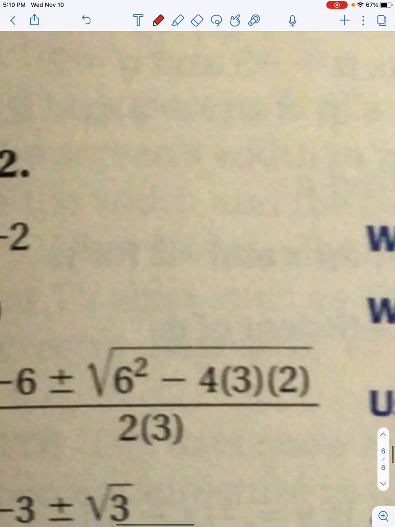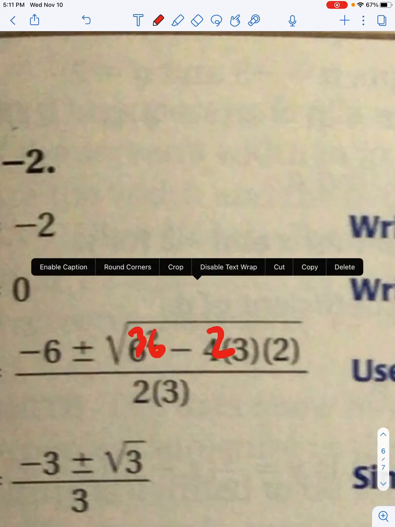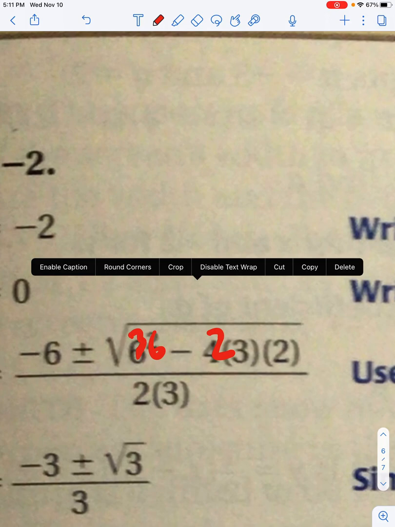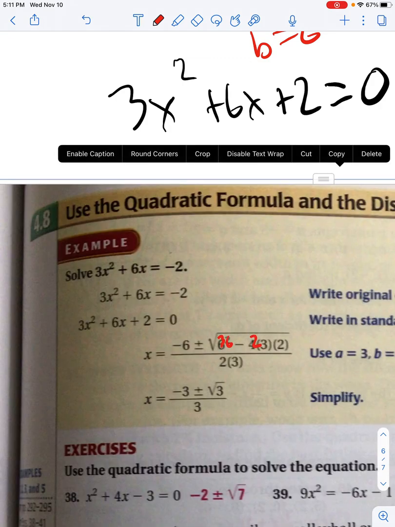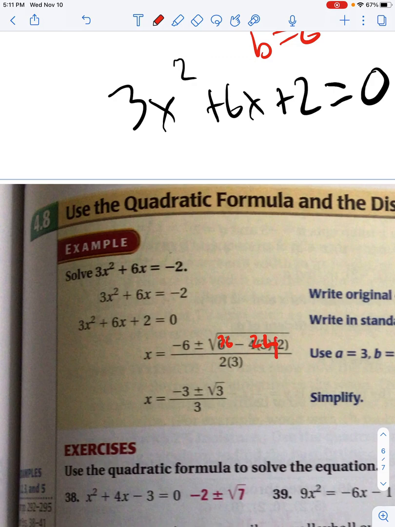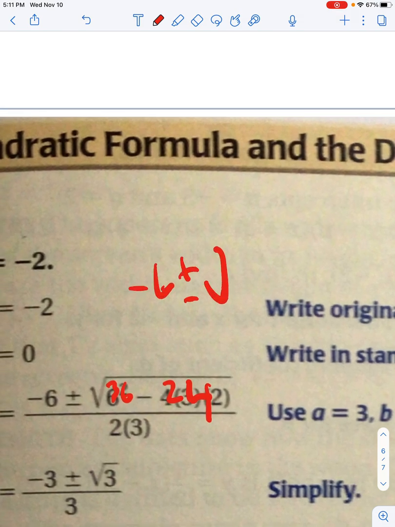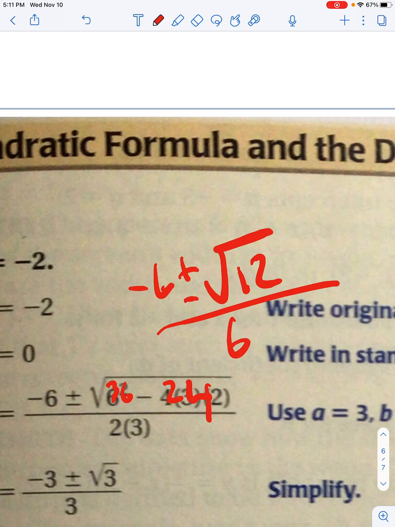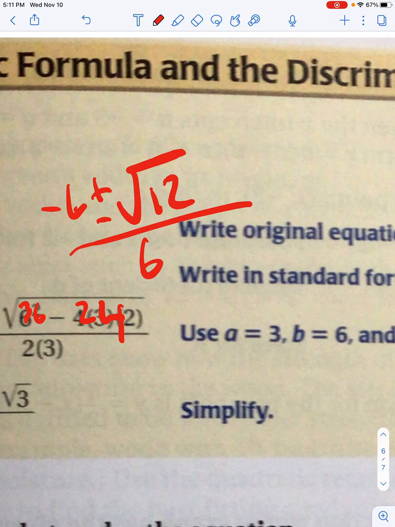So when I plug this into my formula, I'm going to get negative 6 plus or minus the square root of 6 squared minus 4 times 3 times 2. You've got to simplify. So again, that would give me 36 minus 12 times 2, which is 24. Okay, 36 minus 24 gives me 12. So negative 6 plus or minus the square root of 12, over 2 times 3, which is 6.